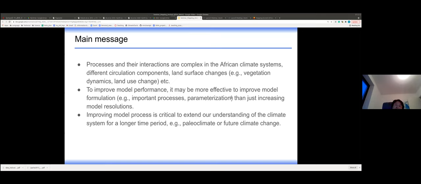the process. So improving model process is critical to extend our understanding. This is why we think it's more fundamental, as complete understanding, to improve the process. Because if we go to other temporal scales, for example, the paleoclimate scales or the future climate change scales, only relying on the parameterizations may have their limit.